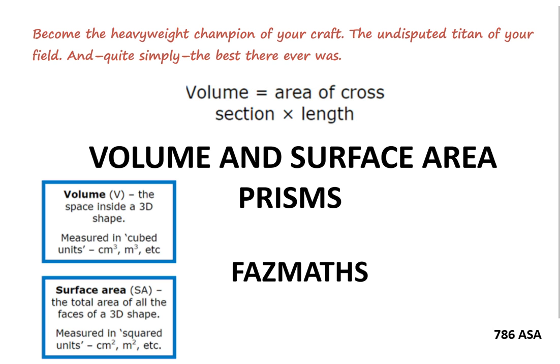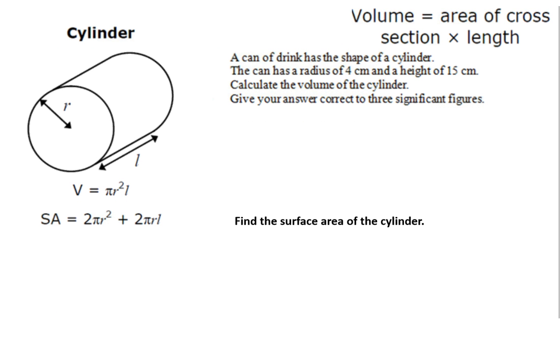Okay, let's start with the volume of a prism. The volume is the area of the cross section times the length. So in a cylinder, you can tell the area of the cross section is a circle. So we would be doing the area of the cross section, which is pi r squared, and then multiplying it by the length. So you do it all in one go.